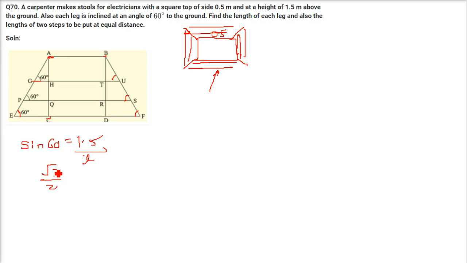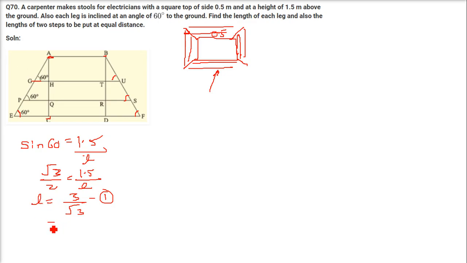So sine 60, root 3 by 2, will be equal to AC by L, which is 1.5 by L. L will be equal to 2 into 1.5, that is 3, by root 3. I was just trying to find this value, but it doesn't matter because we are going to deal with the others also. So L will be equal to 3 by root 3.